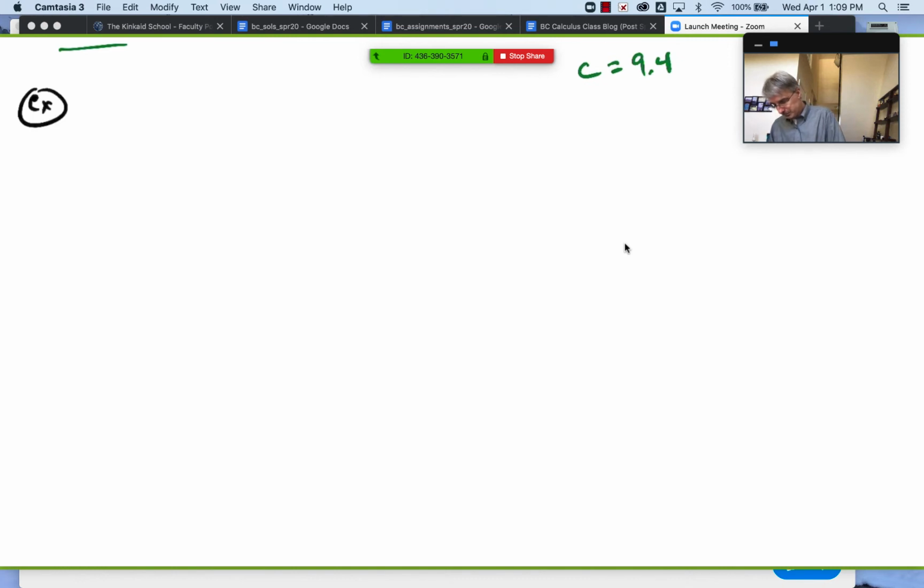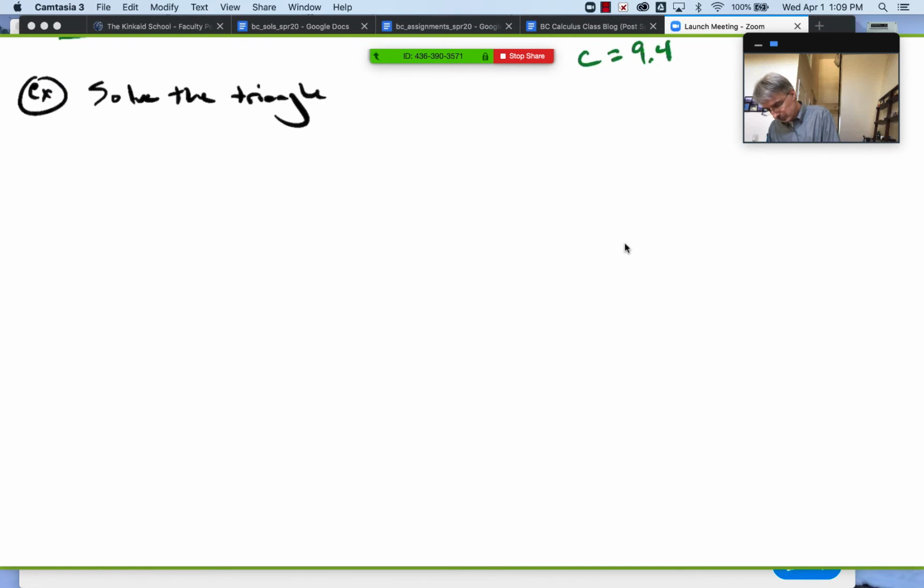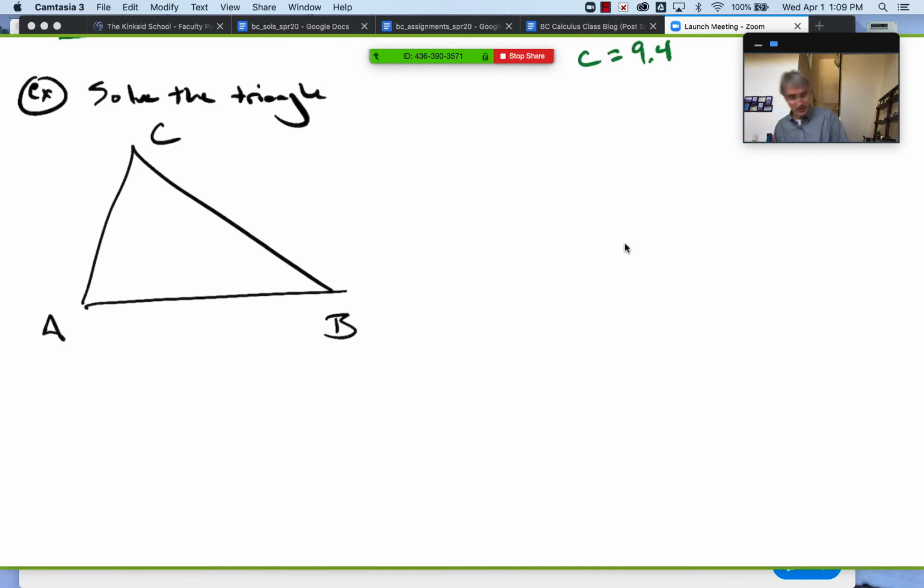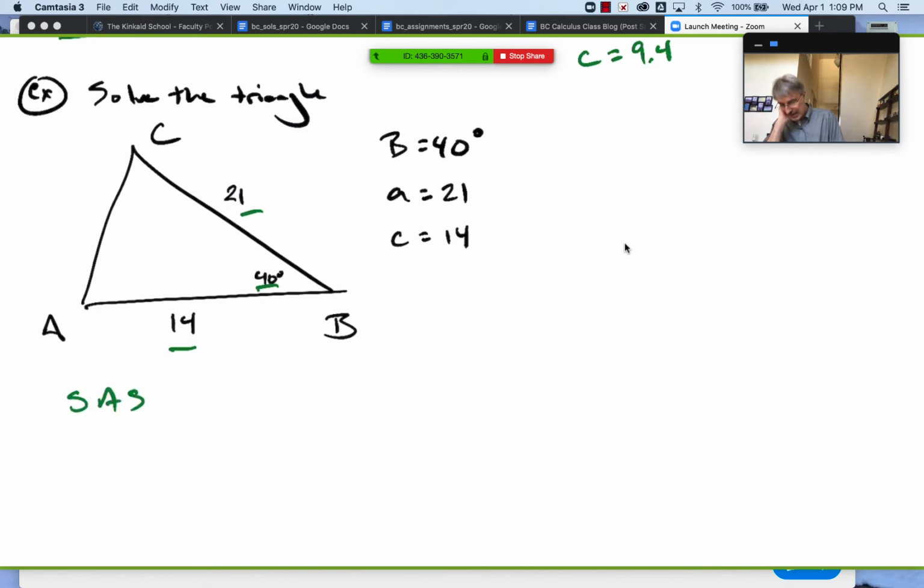Second example, you solve the triangle. Say A, B, C. Let's say in this instance that you're given angle B, and then sides A and C. So I've got 40 degrees here. I've got A is 21 here. C is 14 here. So in this instance, the given information, I've got a side and then an angle and then a side. And so this is side, angle, side. And so that tells me that it's a law of cosines problem.